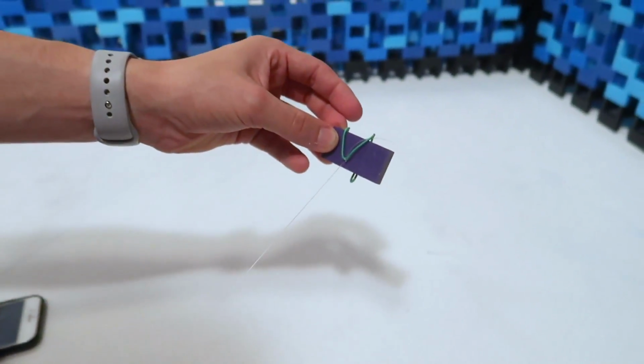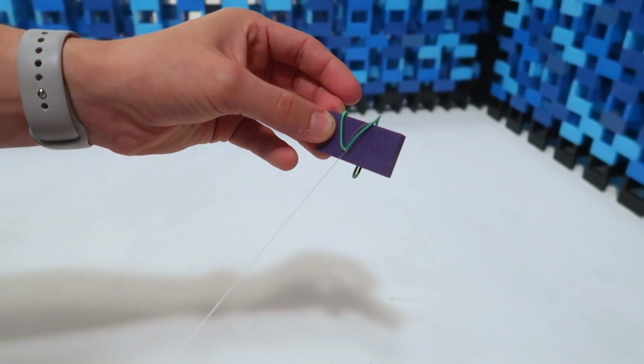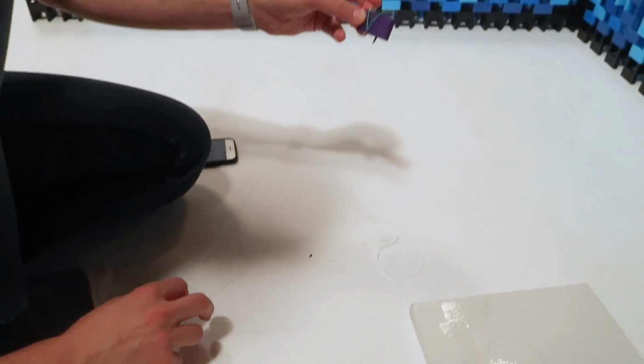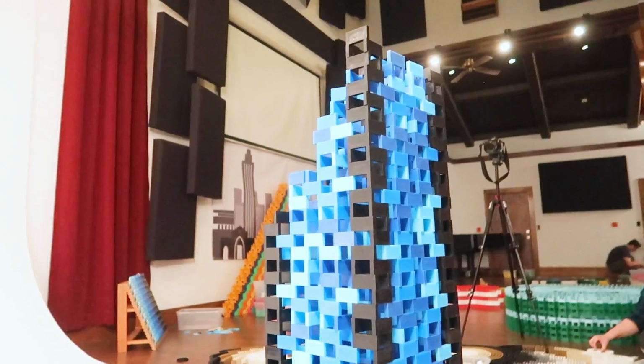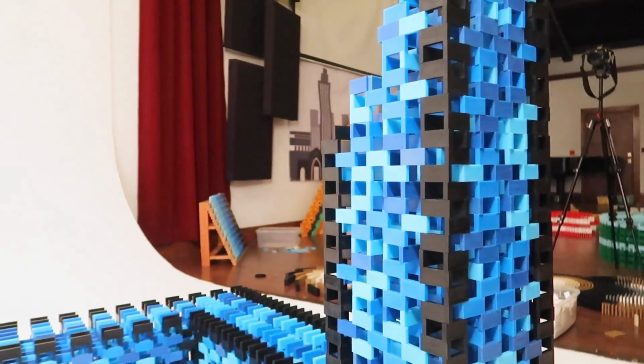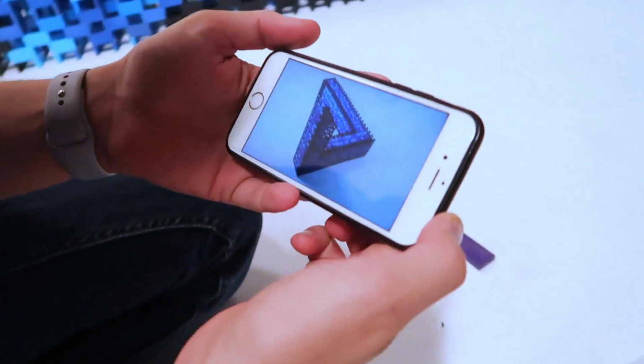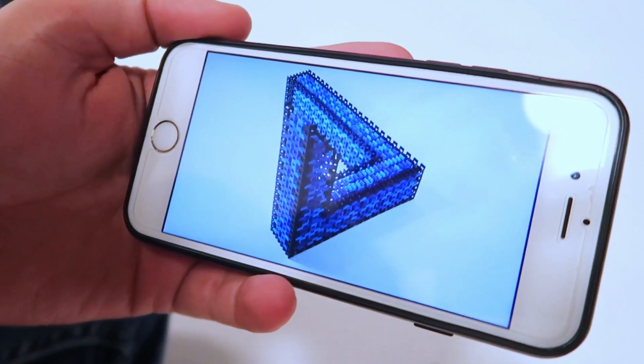So the string is connected to the hook like this. When we pull the string, the domino comes off. And that's how we knock down the structure. Instead of taking out dominoes to tape a string in, we just put it on top. Yeah, exactly. So this is how the structure looks from the camera's perspective.